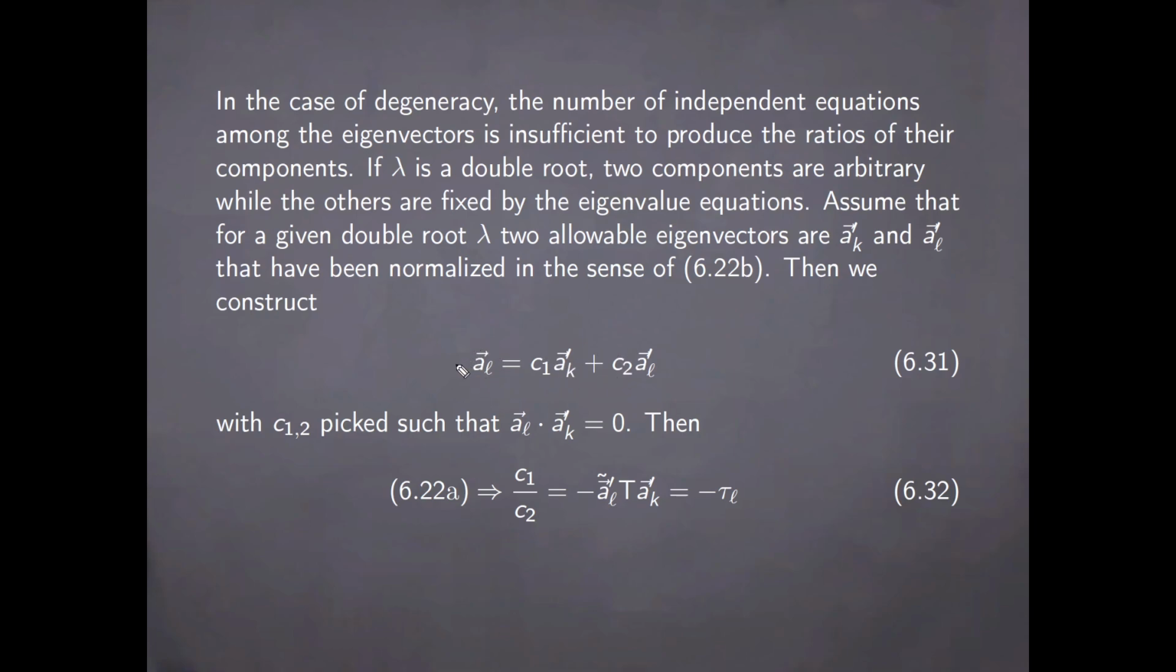So it's the unprimed vector L, where the coefficients of this combination are chosen in such a way that L is orthogonal to the vector of index k and the primed vector of index k. So then from 6.22a we can obtain the ratio of these components as being given by this contraction, or in shorthand form by the number minus tau of index L.